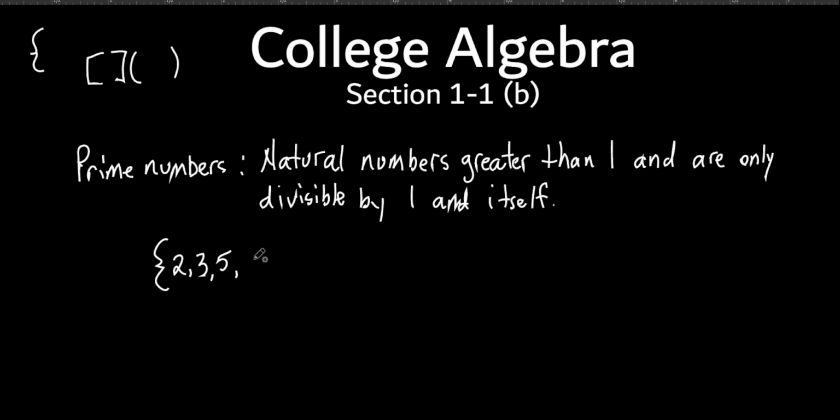So 7. What about 7? Yes, it's 7 times 1. That's the only thing, right? So 7. 8 isn't because it's even. What about 9? No. Why not? Because 3 times 3. That's right. Okay, 11? Yes. 12? No. 13? It's just 13 times 1.